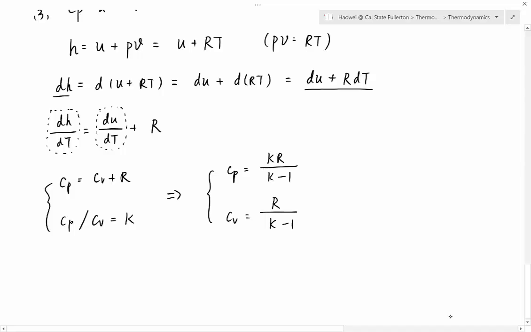One thing I want to point out here is if you take a look at this equation, Cp equal to Cv plus R, what is R? R is the gas constant and it's always a positive number. So Cp will always be bigger than Cv. So the ratio Cp over Cv, which is k, will always be bigger than 1.